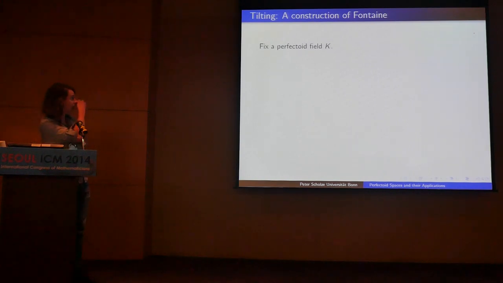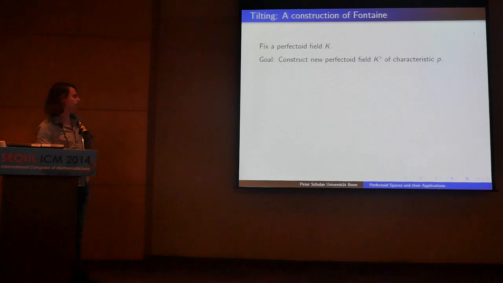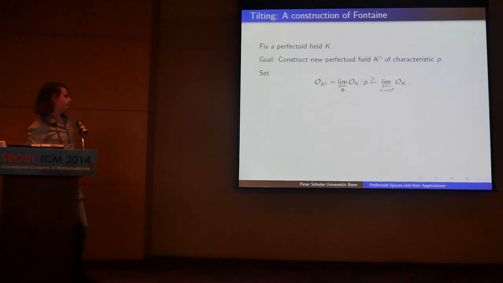So let's fix any perfectoid field K. And our goal is to construct a new perfectoid field called the tilt of K, or K flat, which is of characteristic p always, and will agree with the field we started with if it was already of characteristic p. So somehow you should think of this K here as being of characteristic zero. And so the construction is some construction. If you haven't seen it, you probably won't see how it works.